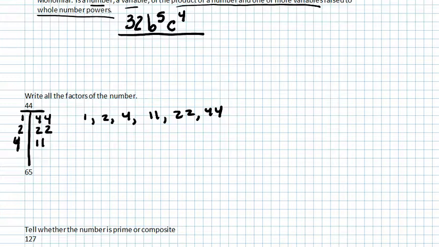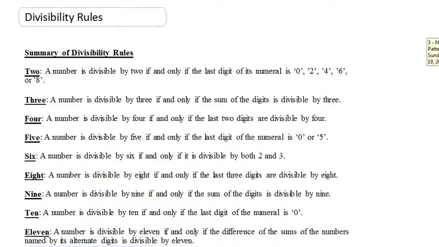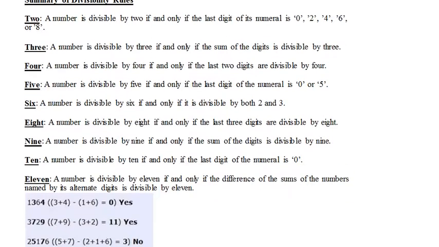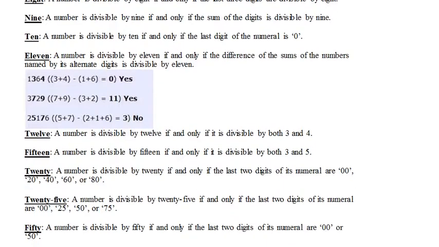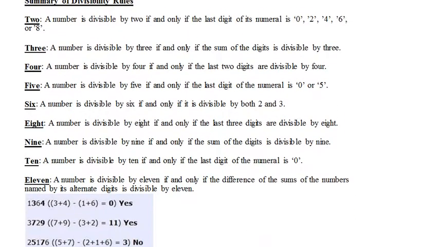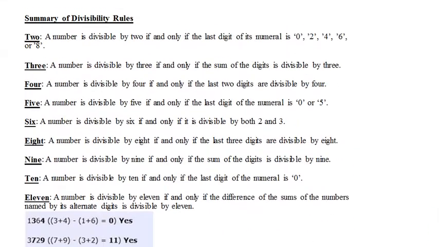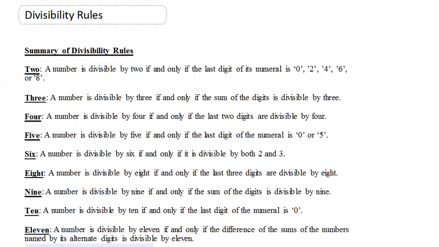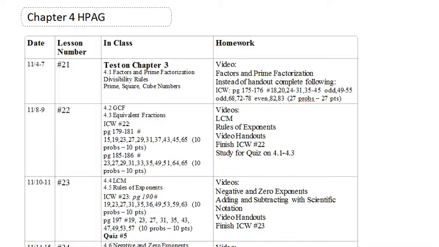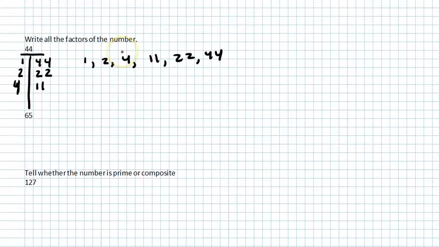You will notice under the Handouts tab of your OneNote notebook, you have a Divisibility Rules tab. This tells you quick and easy ways to determine whether a number is divisible by 2, 3, 4, 5, 6, and so on, all the way up to 100. So this is a great resource under your Handouts tab and will help you find all the factors of a number. Let's do number 65.